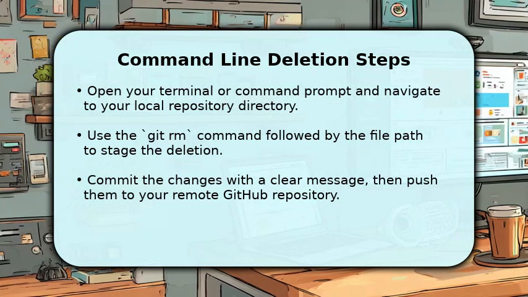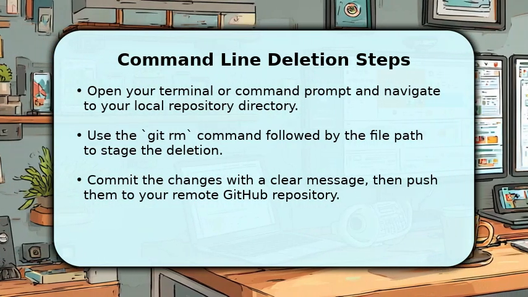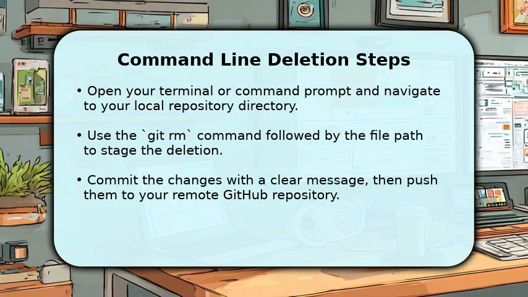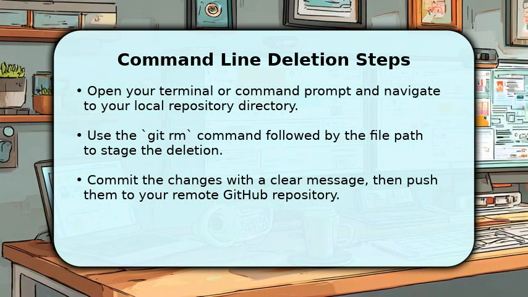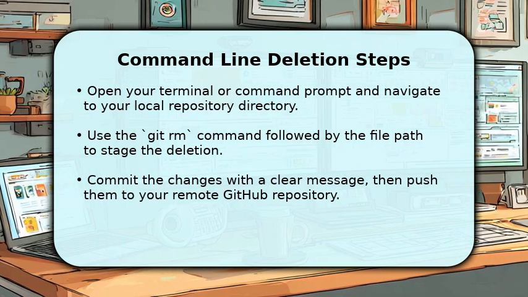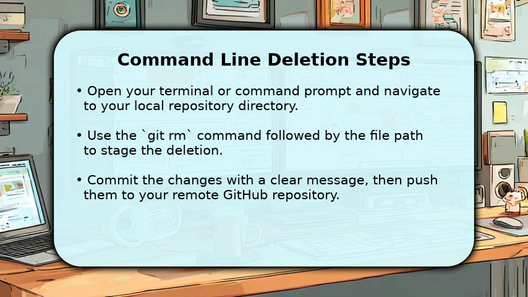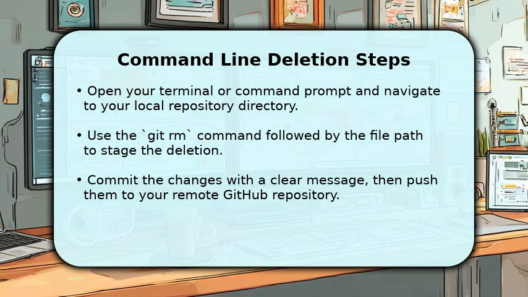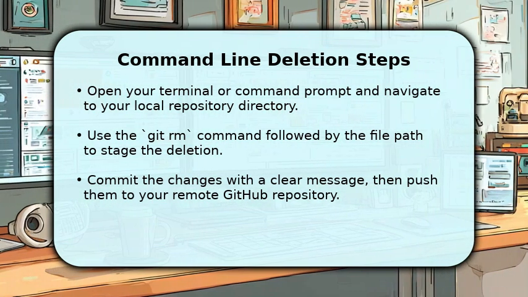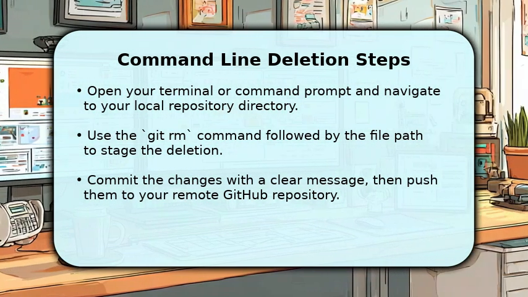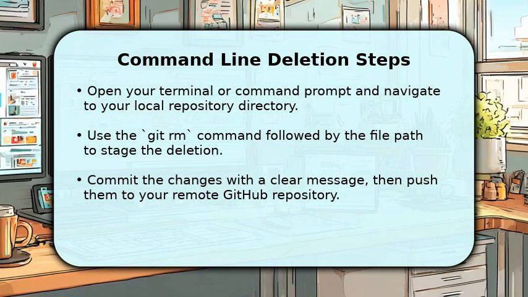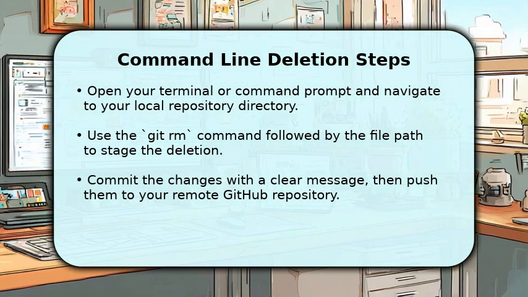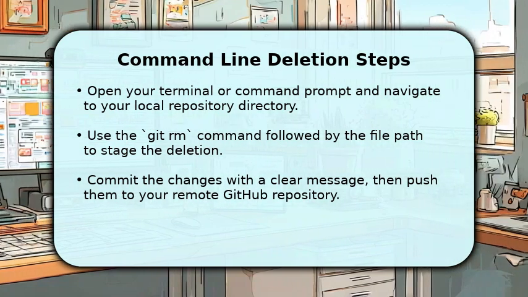For command line deletion, open your terminal and change directories into your local Git repository. Use the command git rm followed by the exact path and name of the file you intend to delete. This command stages the file for removal. Next, commit this change using git commit -m "your commit message here" to record the deletion in your local history. Finally, push these changes to your remote GitHub repository with git push origin your-branch-name.